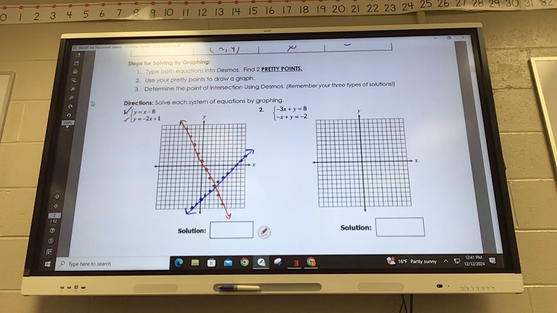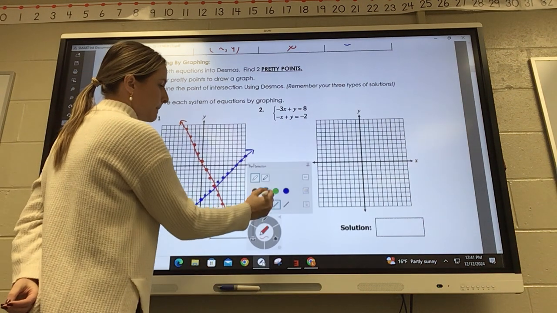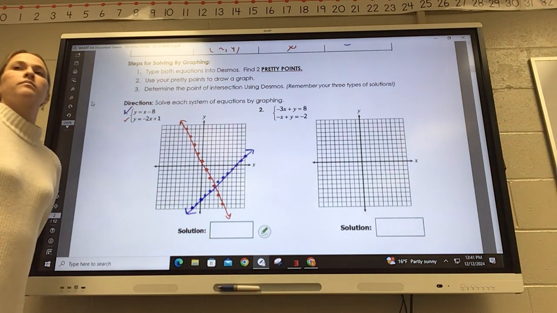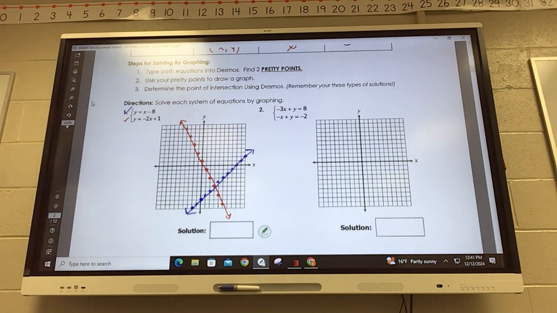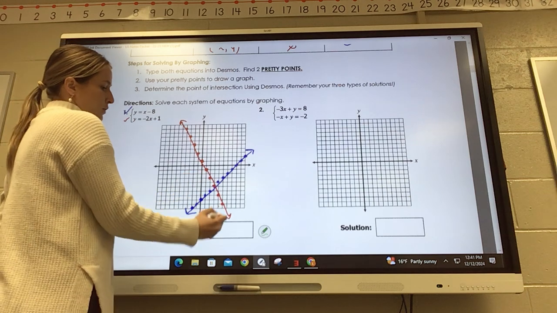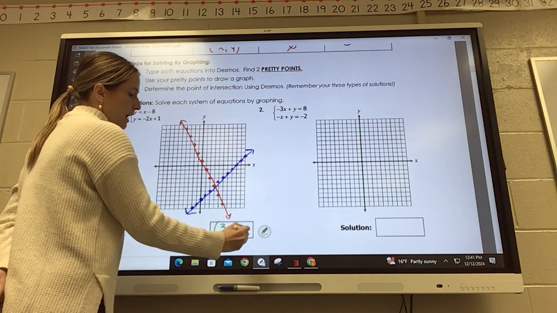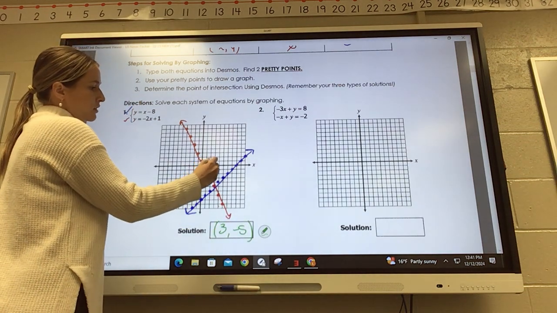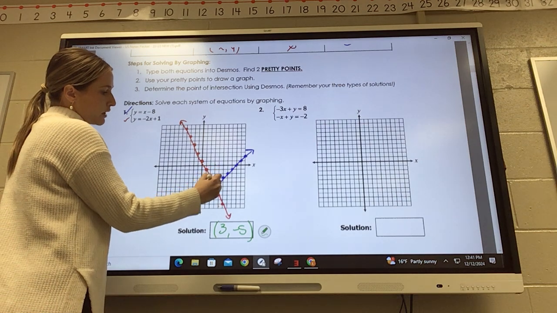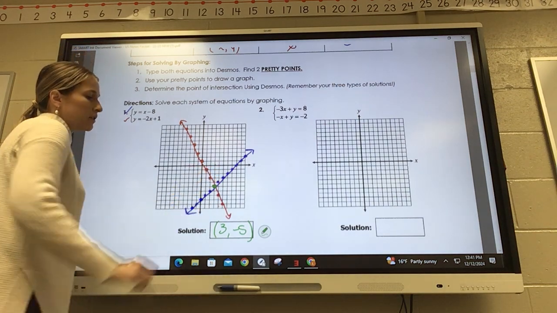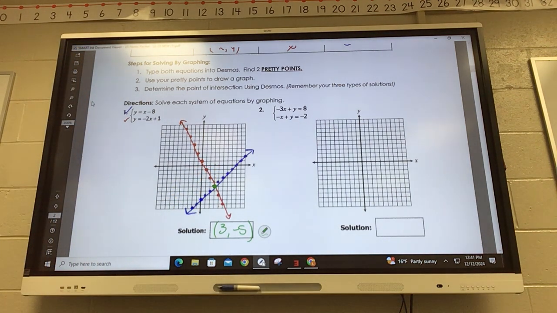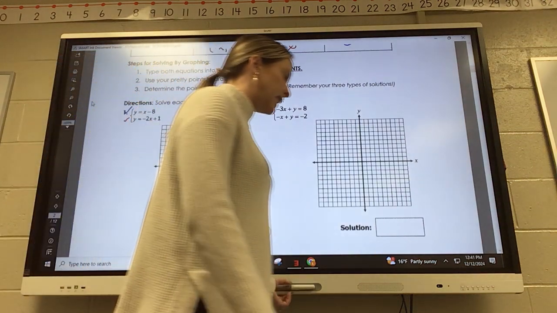Okay? Where do those 2 points cross? Where do they intersect each other? Macy? 3, -5. 3, -5, and I'll count it to be sure. 1, 2, 3, down 1, 2, 3, 4, 5. That's where mine is too. Perfect. Okay. We're going to check this in Desmos just in case.